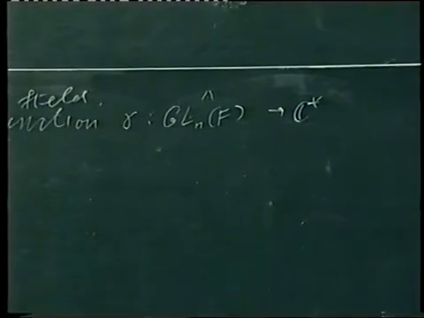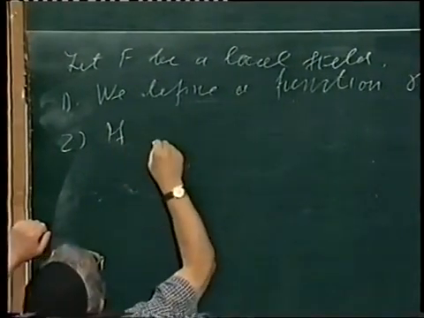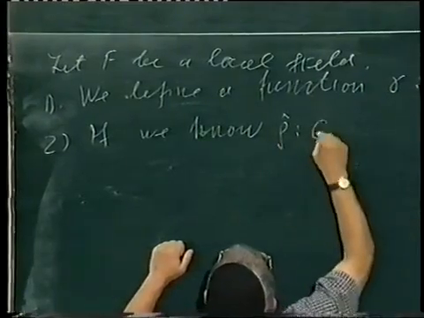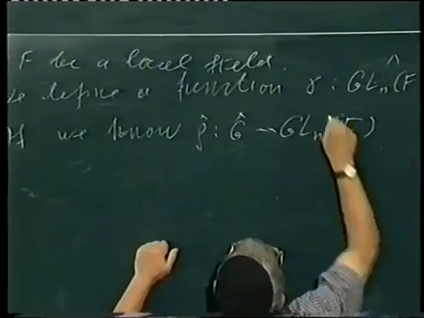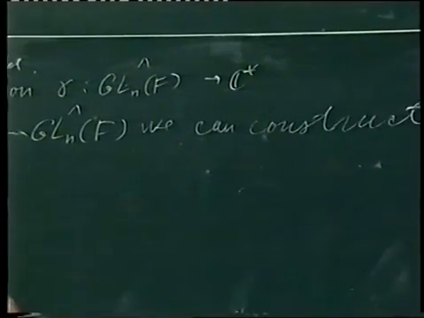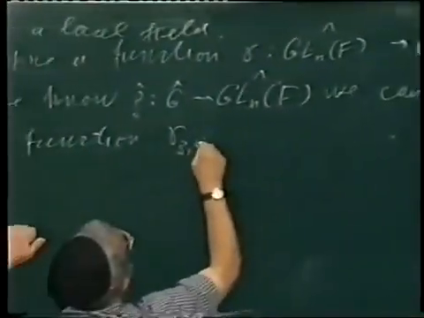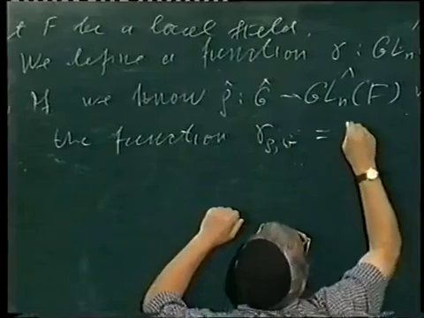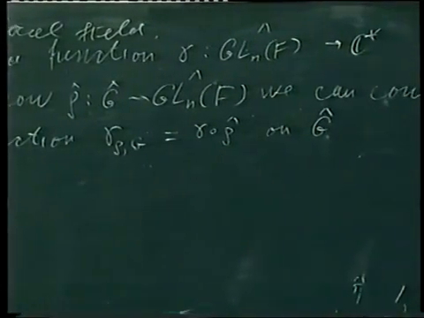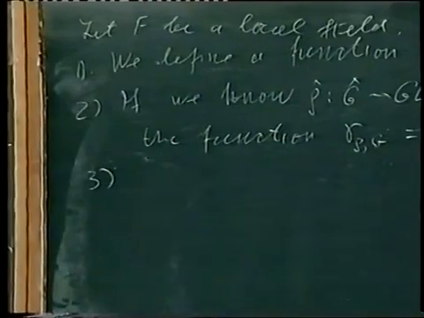We define a function. Two. If we know rho hat of G into GL_N(F) hat, we can construct the function gamma rho of G, which is just the composition of gamma composed with rho hat on G hat. One can show the knowledge of this function completely determines the representation. I'll talk only about this function. Three. How to describe a function on representations.